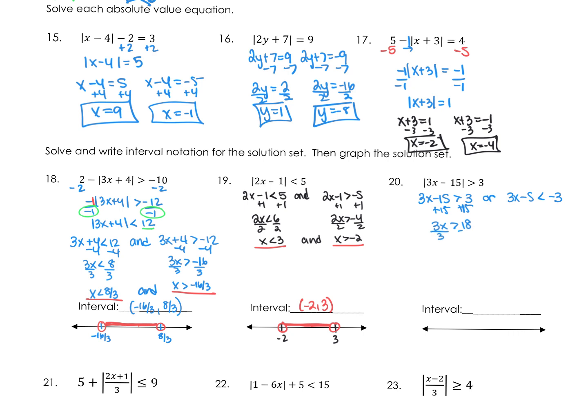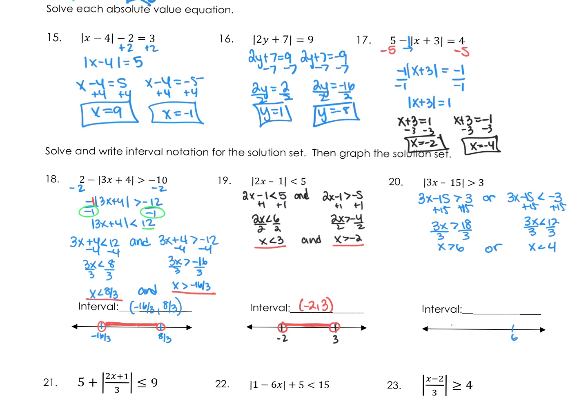Divide by 3. This is an or. Oops, I lost my 15. So add 15 to both sides. Divide by 3. So we have x is less than 4, or x is greater than 6.